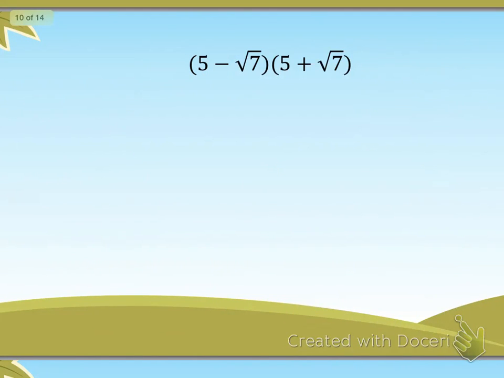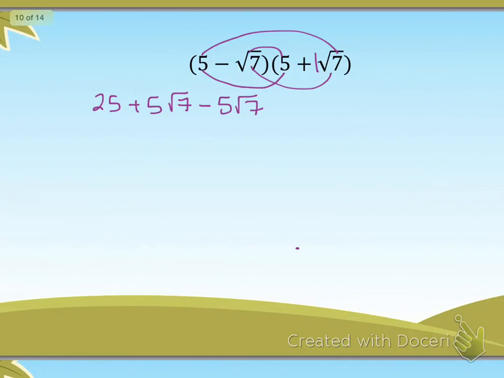Okay, so we're going to FOIL again. So my first 5 times 5 is 25. O is outer, so we get just 5. That's like 5 times 1 because the coefficient that sits in front of here is a 1. And then we have inside, so negative square root of 7 times 5 is negative 5 square root of 7. And then last, I got negative square root of 7 times a positive square root of 7, so negative square root of 7 times 7 is 49. So we're going to change that 49.